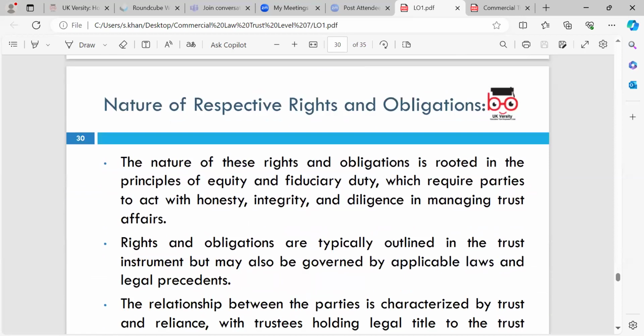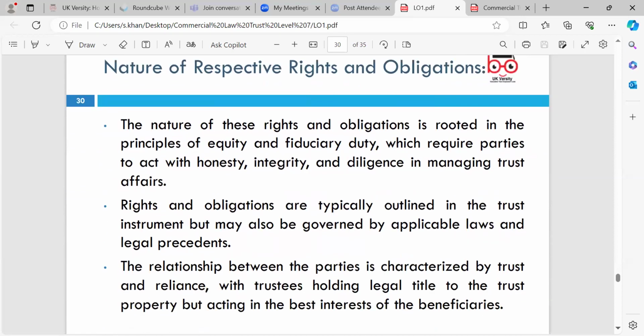The nature of respective rights and obligations. So the nature of these rights and obligations is rooted in principles of equity and fiduciary duty, which require parties to act with honesty, integrity, and diligence in managing trust affairs.